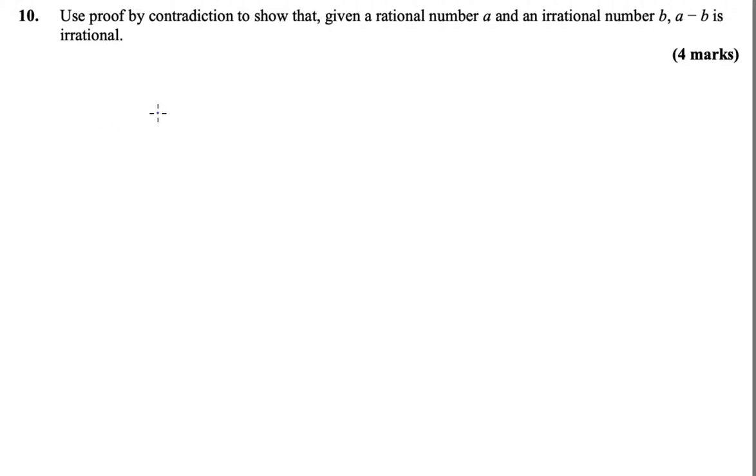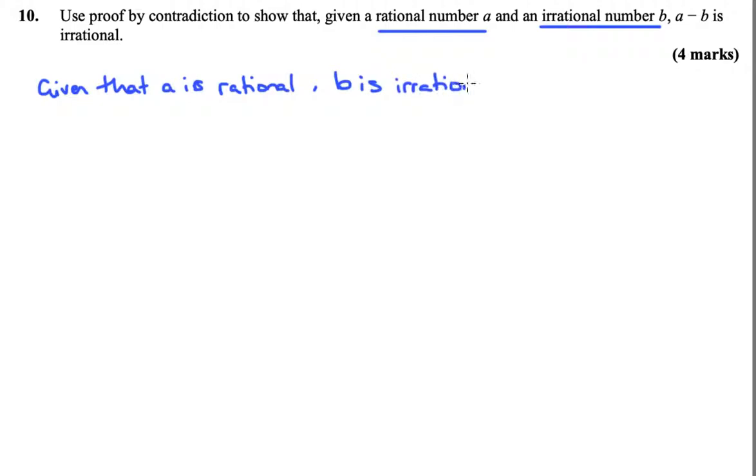Okay, this is our proof by contradiction question. It says that given that A is rational and B is irrational, A minus B is irrational. So we're going to assume the contradiction of that. So we're going to assume that given that A is rational and B is irrational, we are going to assume that A minus B is rational and hope along the lines somewhere that we get some sort of contradiction.